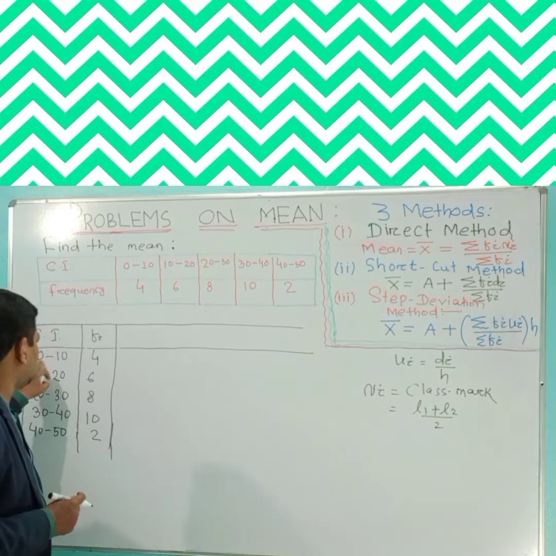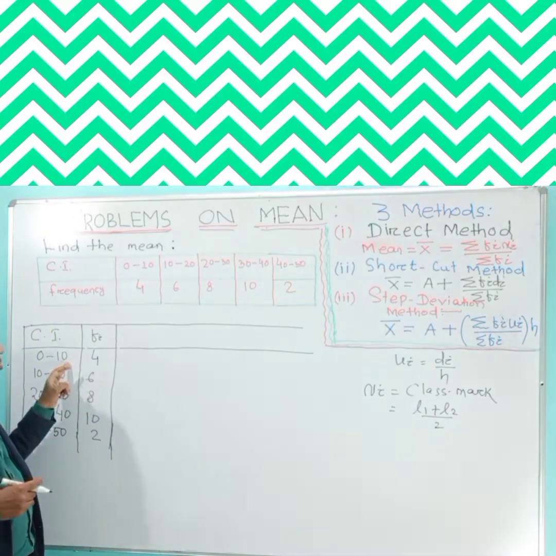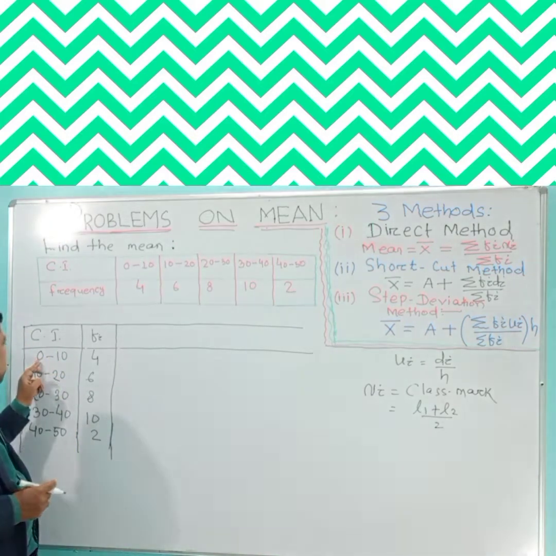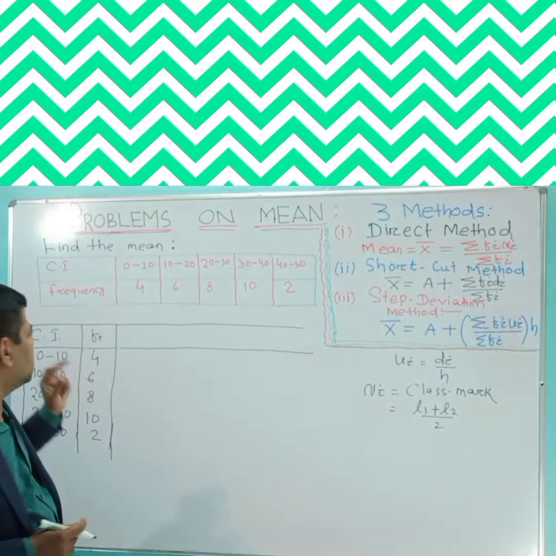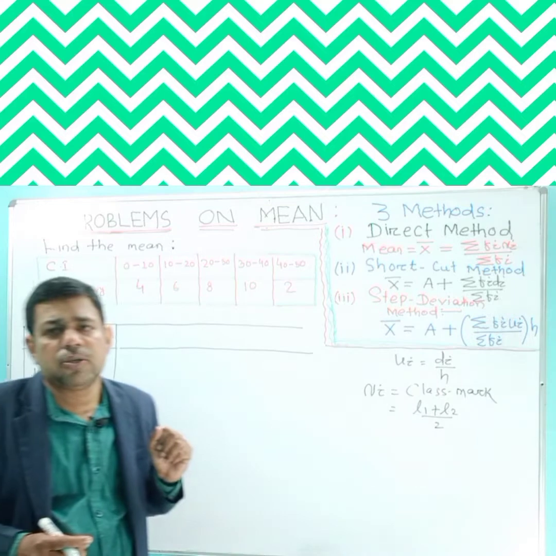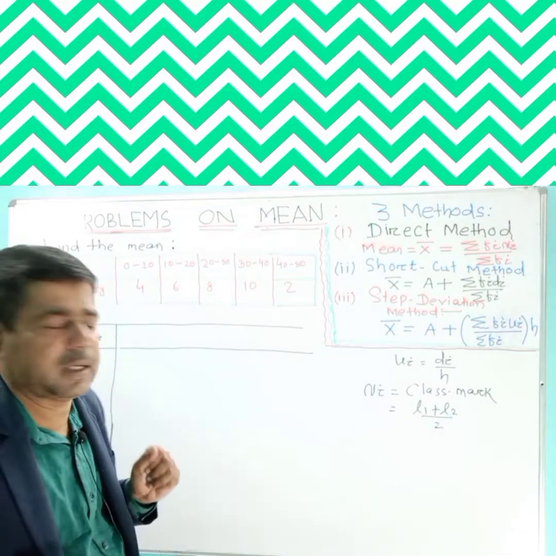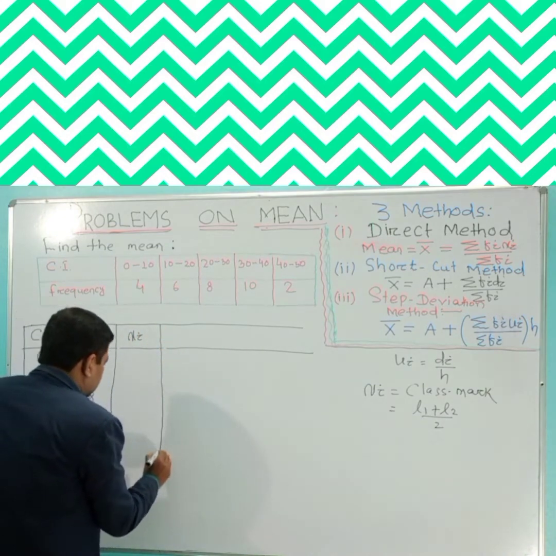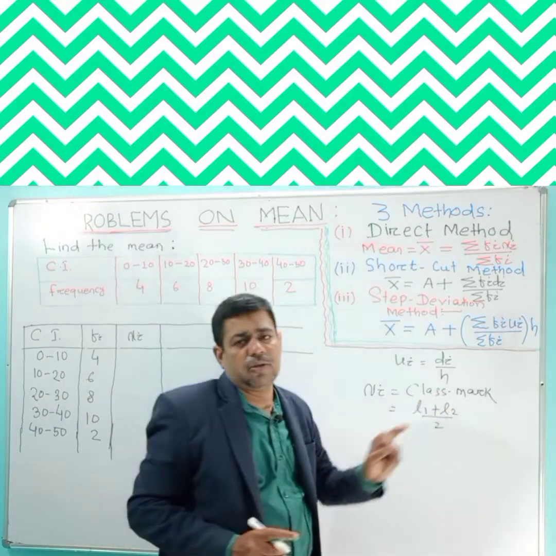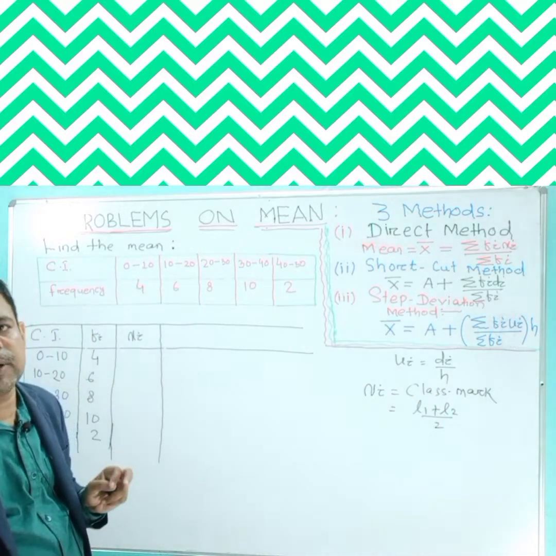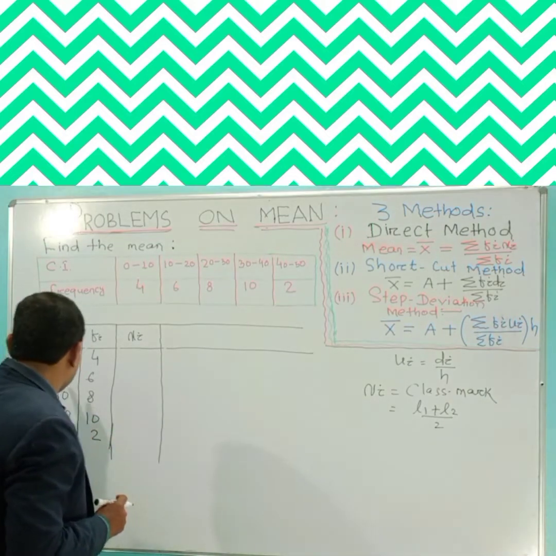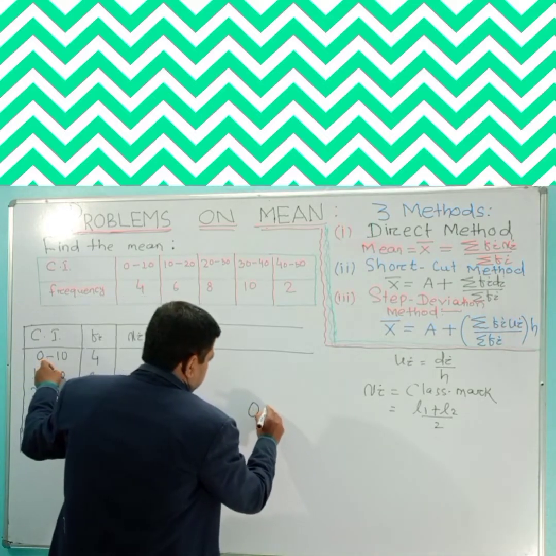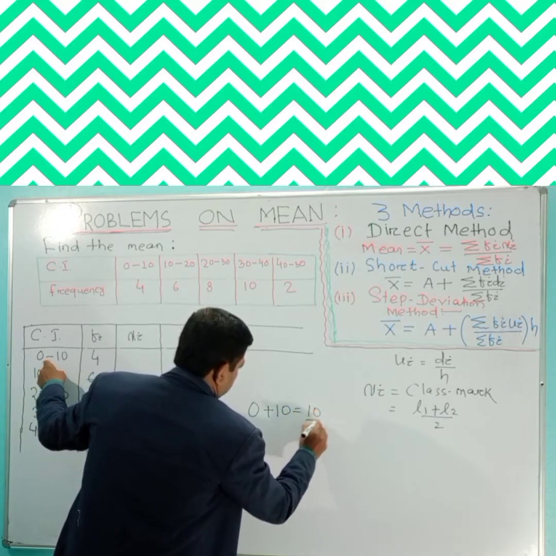In the first class interval, 0 to 10, the lower limit is 0 and the upper limit is 10. Here L1 is 0 and L2 is 10. So if the data is given as class intervals, first of all you find the class mark, which is xi. That is the most important thing. Note down the class mark formula: L1 plus L2 upon 2, lower limit plus upper limit divided by 2. So 0 plus 10 is 10, upon 2, which is 5.